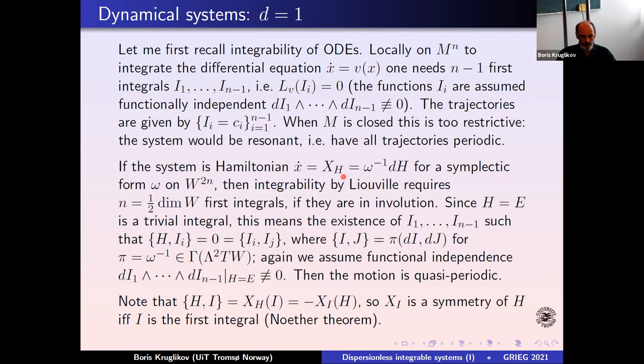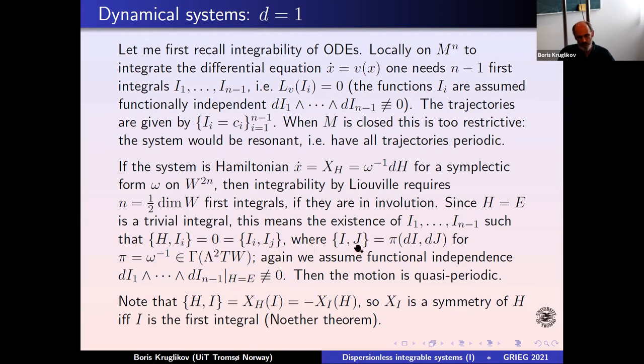Then in order to do integrability, we need fewer integrals. Namely, if the dimension of the manifold is 2n, we need half of them as first integrals, provided they are in involution, because fixation of each integral will actually remove two dimensions. But one of the integrals exists automatically, that's energy. So the Hamiltonian itself is trivial, and we therefore need the existence of n minus one integrals. We want, first, that they are integrals, so they commute with the Hamiltonian with respect to the Poisson bracket, and second, that they commute with each other.